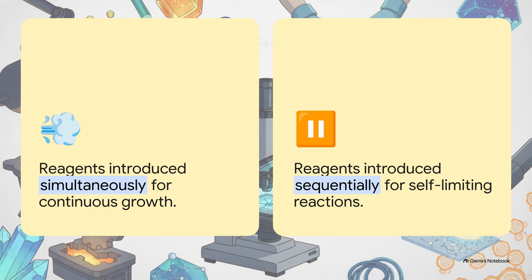Because the reagents in ALD are introduced sequentially, the chemical reactions are strictly limited to the substrate surface. Once every available reactive binding site on that surface is occupied, the reaction naturally just stops itself. This self-limiting behavior guarantees that each complete cycle deposits exactly one uniform layer, stopping perfectly at a thickness of just a single molecule or atom.